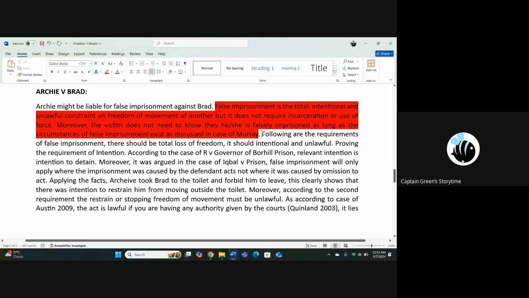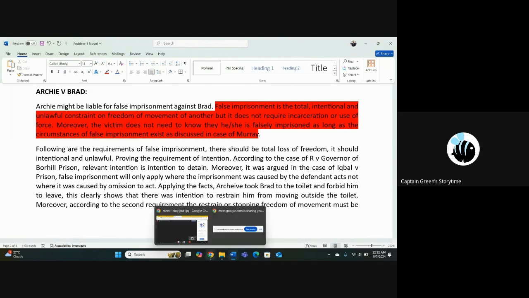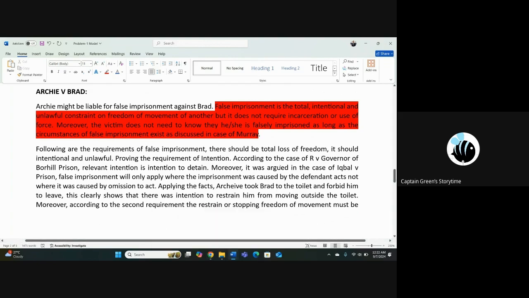Now coming towards the requirements. Following are the requirements of false imprisonment. First requirement, there should be a total loss of freedom. Second requirement, it should be intentional. Third requirement, it should be unlawful.